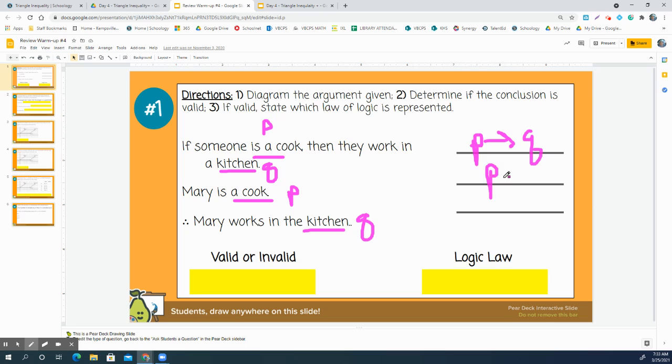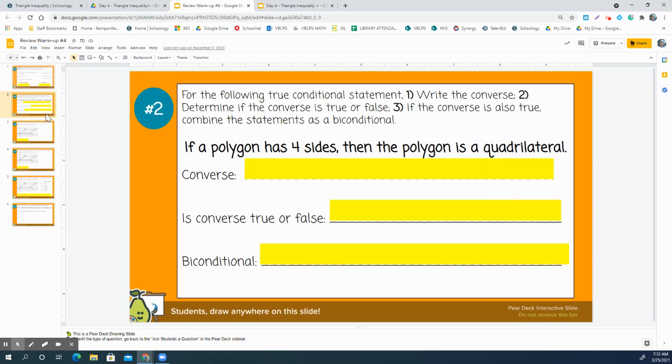Then I've got P period, Q period. I kept the order, so this is detachment. I just separated those two pieces, and it is 100% valid. Getting so much better on those. Okay, the one on the homework last night didn't look quite as good, so we'll definitely talk about that one.